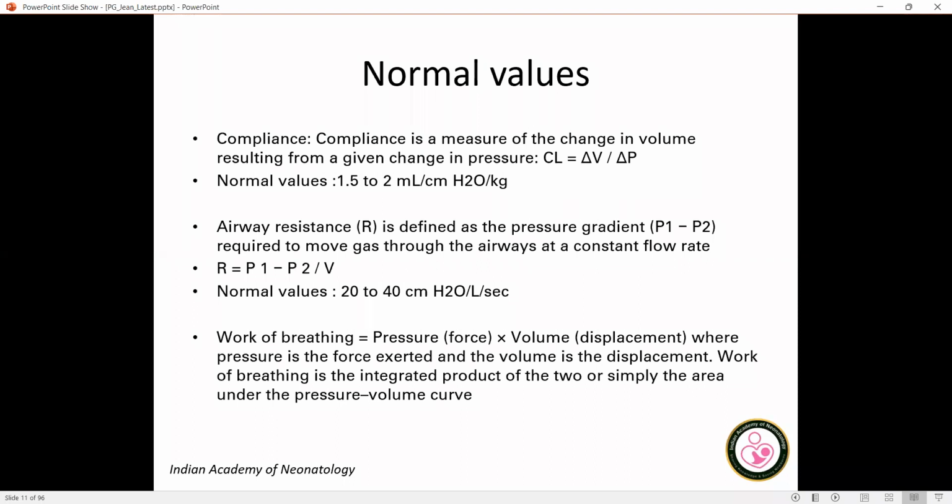So the normal values of compliance. Compliance is a measure of change in the volume resulting from a given change in pressure. The normal values are 1.5 to 2 ml per centimeter H2O per kg. This is in the normal healthy newborn.